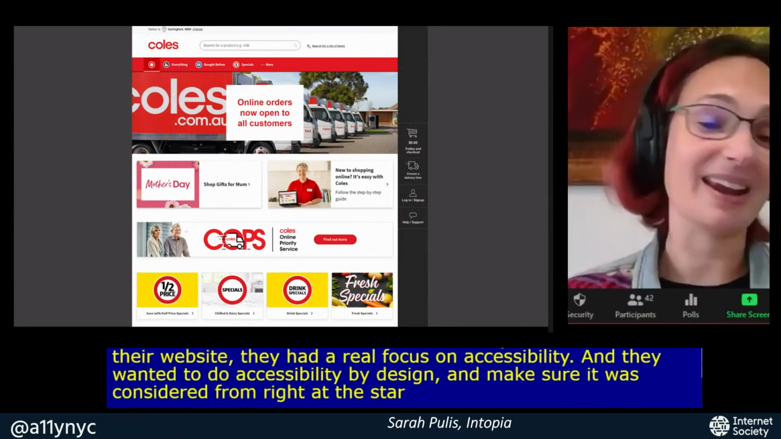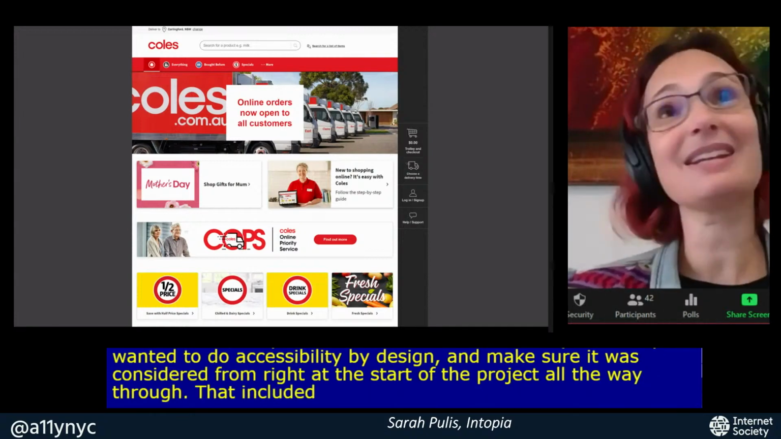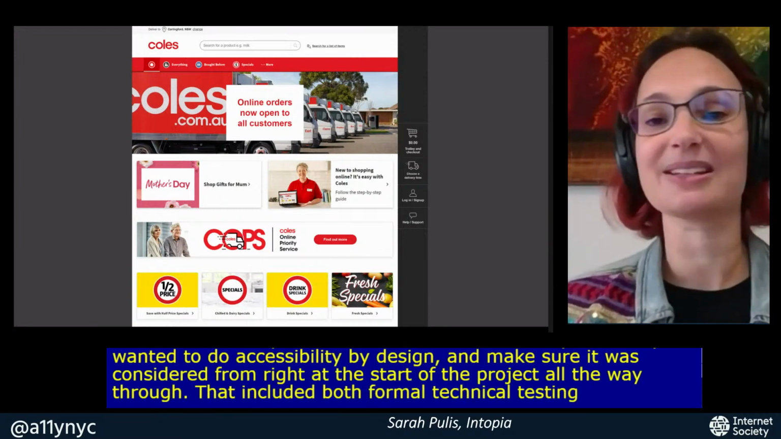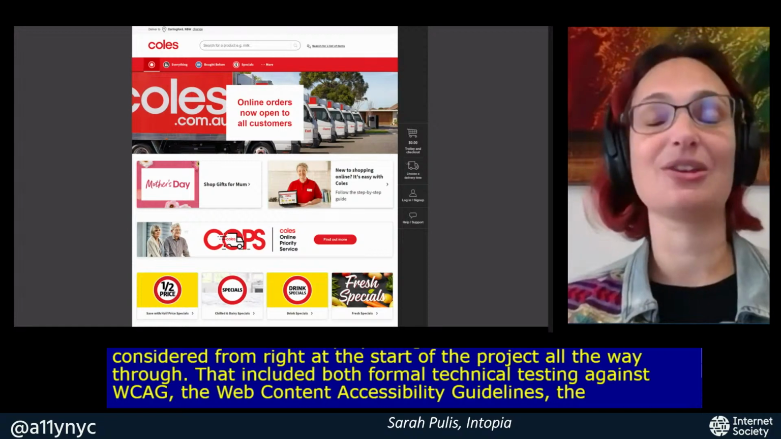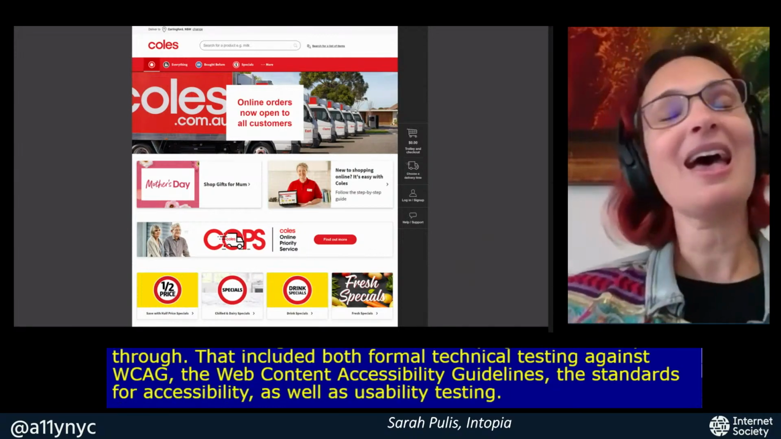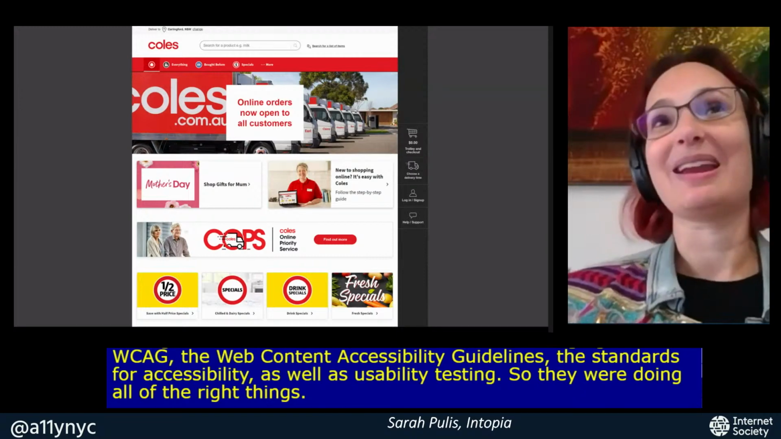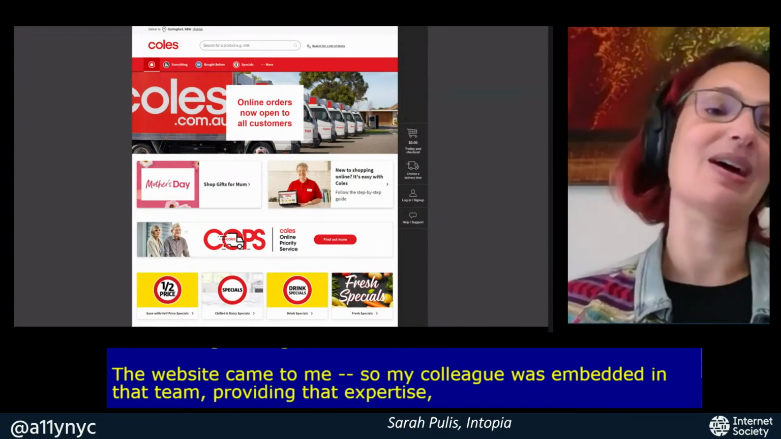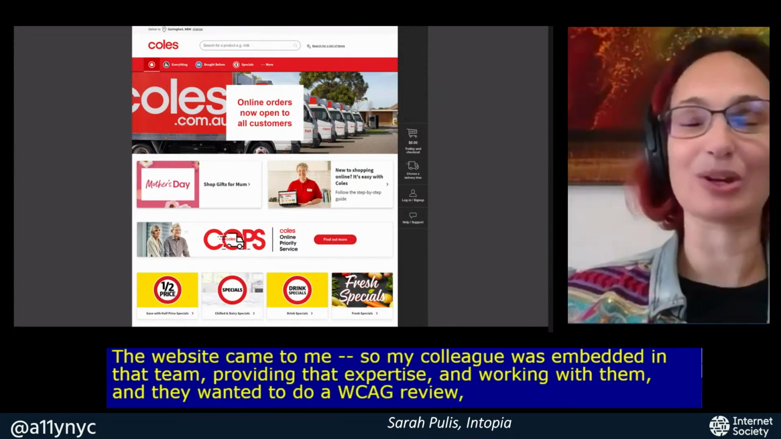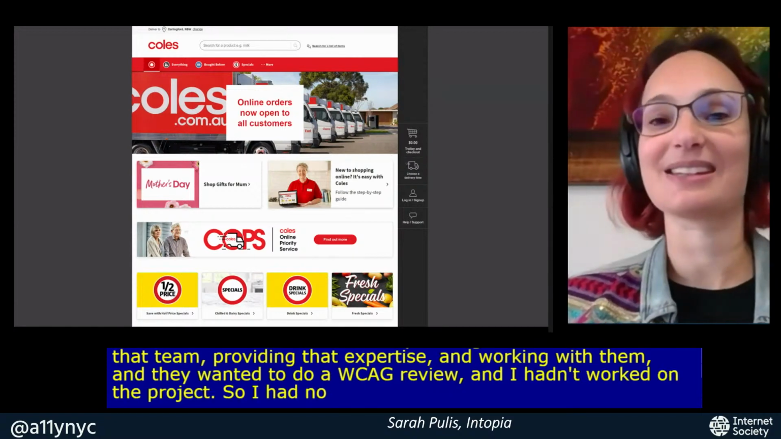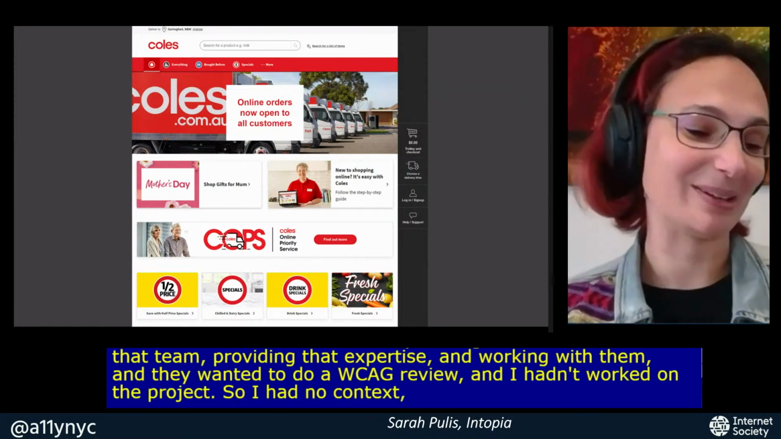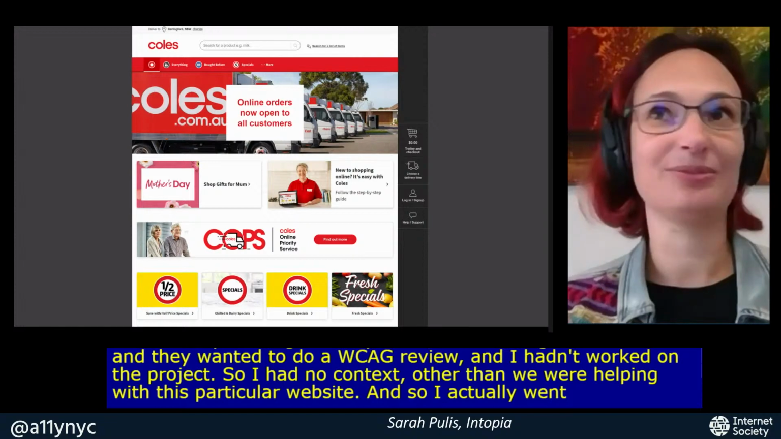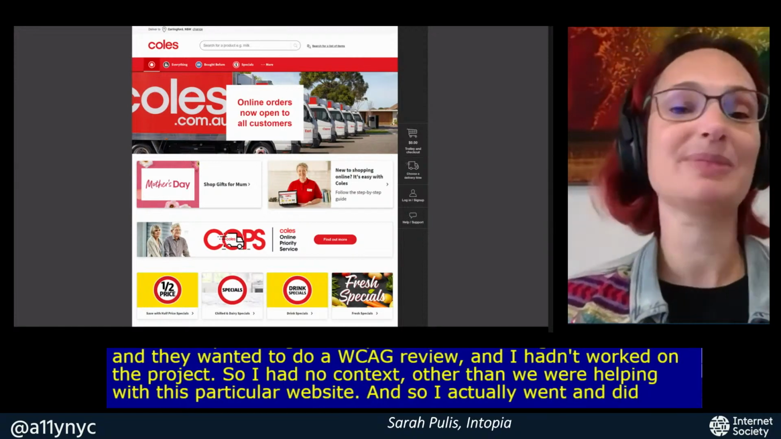That included both more formal technical testing against WCAG, the Web Content Accessibility Guidelines, the standards for accessibility, as well as usability testing. So they were doing all the right things. The website came to me, so my colleague was embedded in that team, providing that expertise and working with them. They wanted to do a WCAG review, and I hadn't worked on the project, so I had no context other than we were helping with this particular website. And so I actually went and did a formal WCAG review on the Coles website.